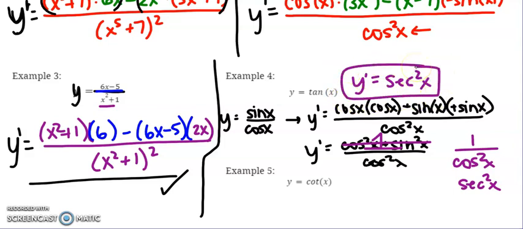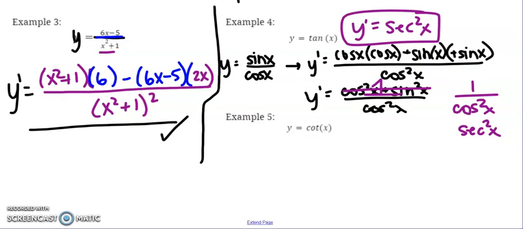I'm going to ask you to pause your video and try to derive the same, but for cotangent. So I'll get you started and say we want to label y as cosine of x over sine of x. See if you can do something similar and get me a formula for y prime if y was cotangent. Pause your video, try now.